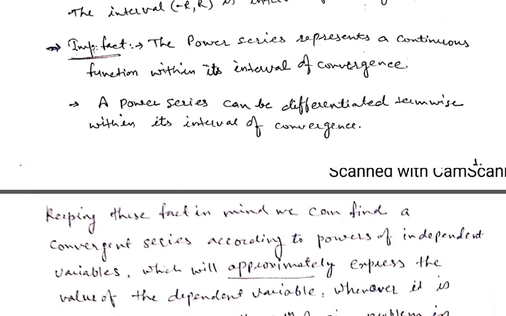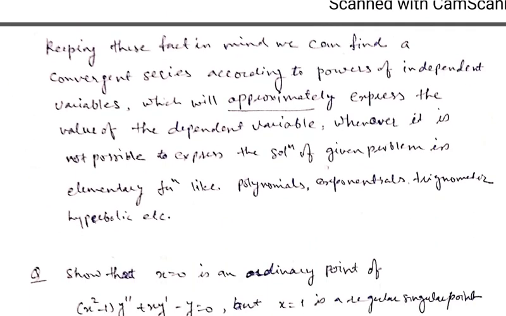Now we use two facts about this power series. First, the power series represents a continuous function within its interval of convergence. It means in minus r to r, this power series represents a continuous function. And the second one is that a power series can be differentiated term wise within its interval of convergence. Due to these two facts, we use this power series as an approximate solution of a given differential equation.